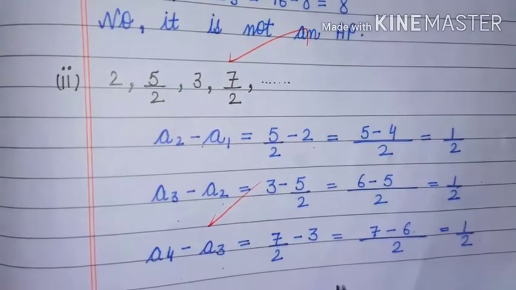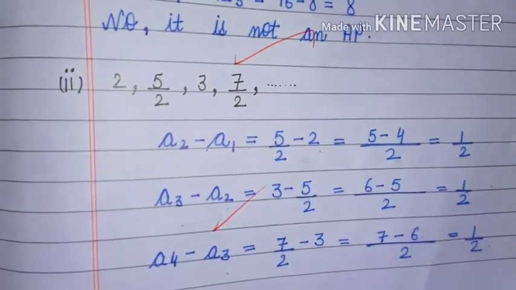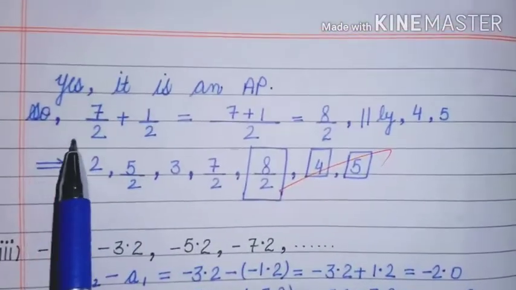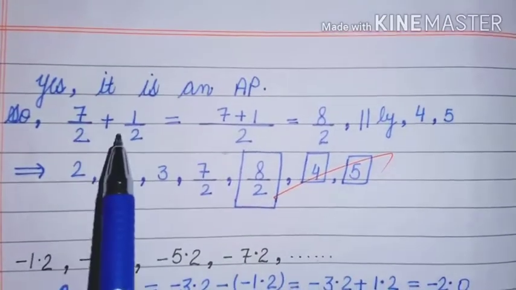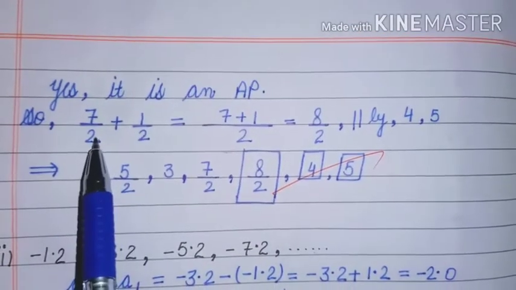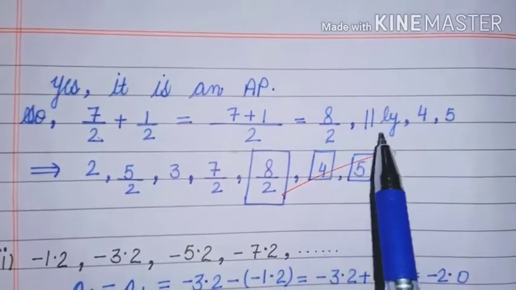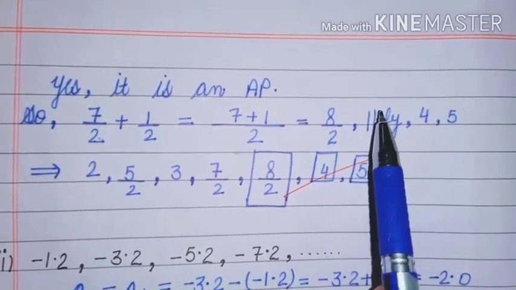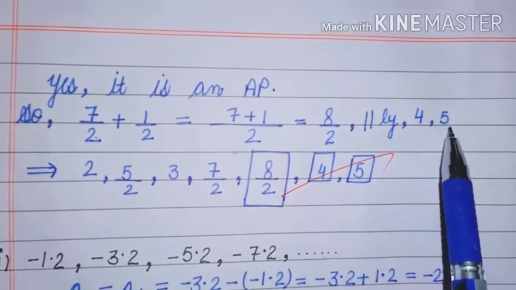If this sequence is AP, in this question we will find the next 3 terms also beta. The fourth term is 7 by 2 and the common difference is 1 by 2. So we will add the common difference to the fourth term, then you will get 8 by 2. And similarly, if you add 8 by 2 with 1 by 2, then you will get 4 and next is 5.